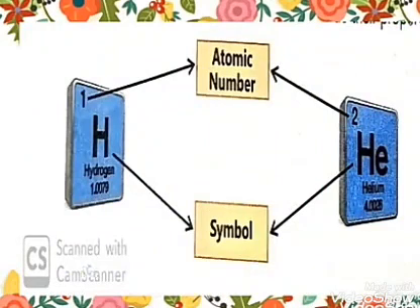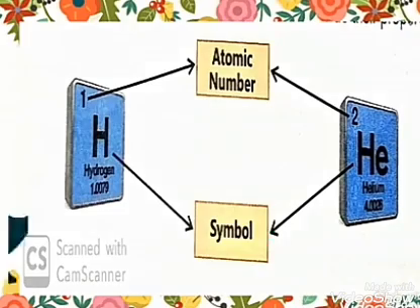Here you are watching two different elements. The element on the right is helium and the element on the left is hydrogen. The alphabetic letter H is representing hydrogen atom. It is the symbol. The digit 1 represents the atomic number of hydrogen. Likewise, He is representing helium atom, so it is the symbol of helium. And the digit on the top of helium is the atomic number of helium.